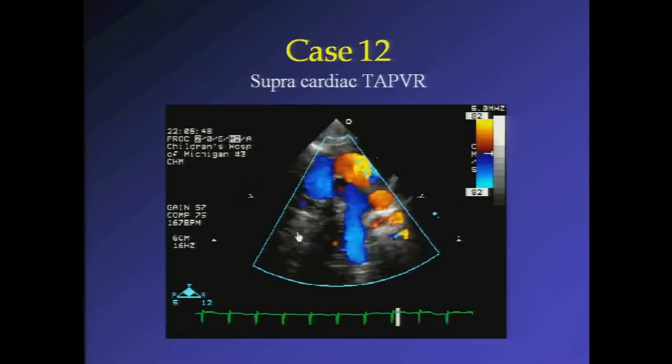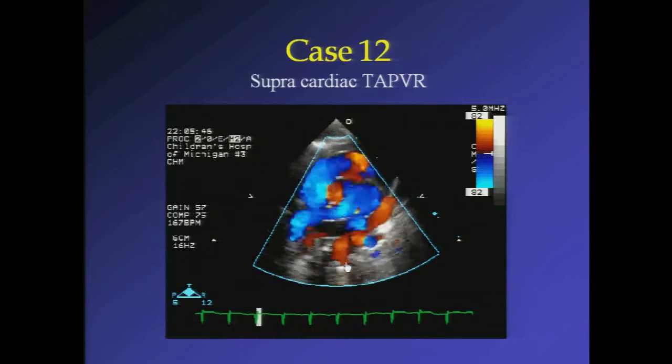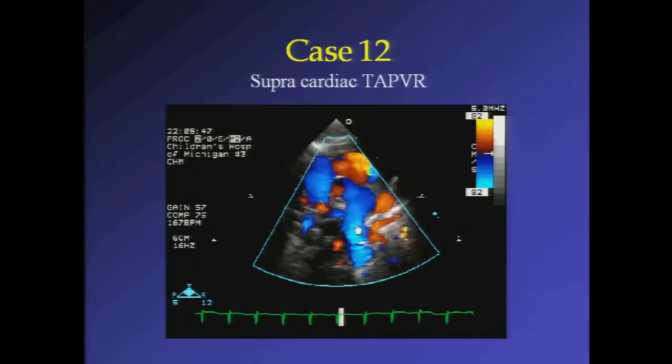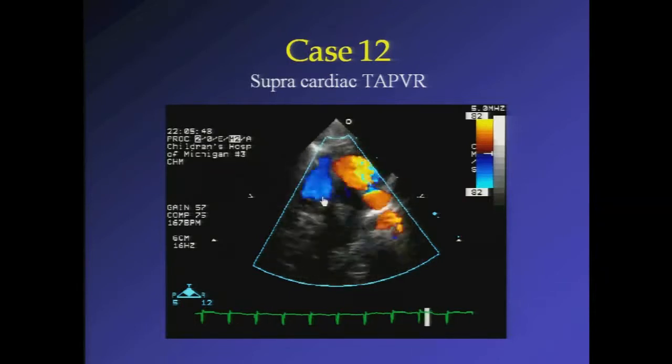And here's just a sweep showing the complete pulmonary vein pathway. So here we see all of the individual pulmonary veins coming together to form a confluence with drainage now to this left vertical vein, to the innominate, to SVC.